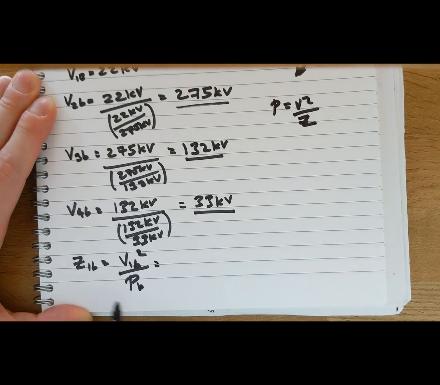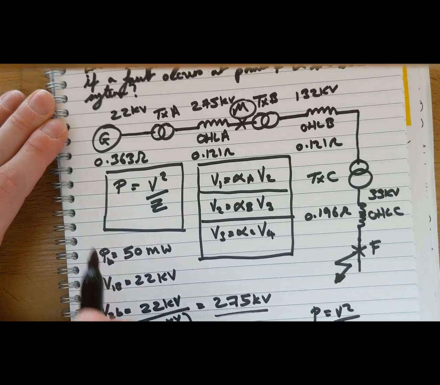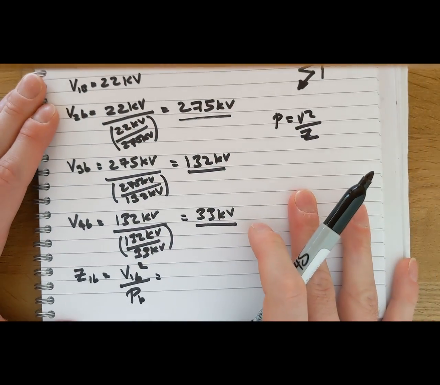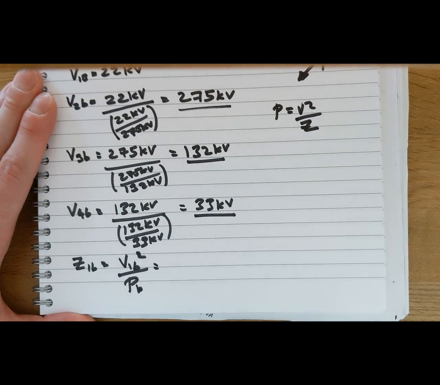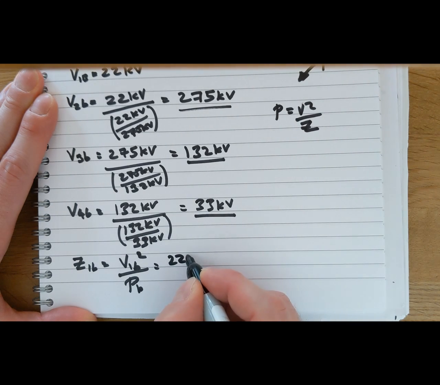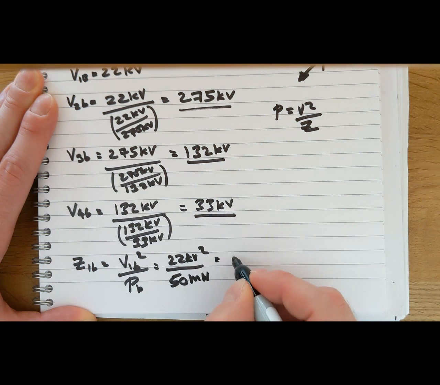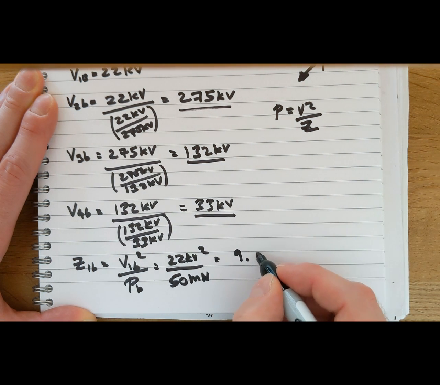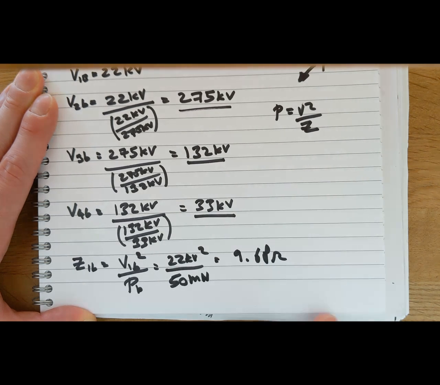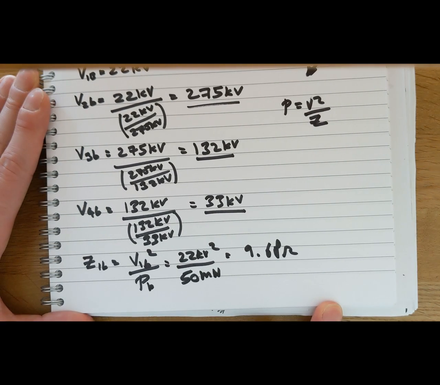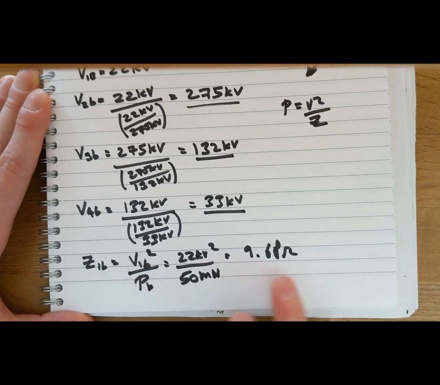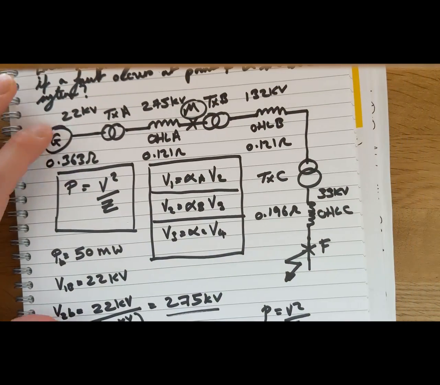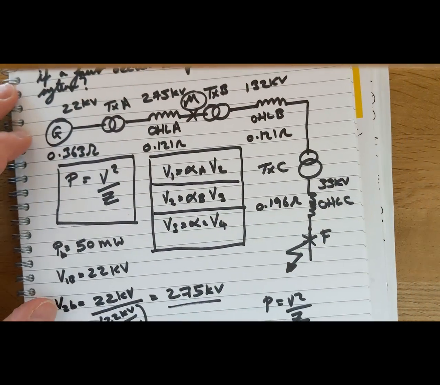So using that to find our impedance base for zone 1, or the 22 kV area, will simply be 22 kV squared divided by 50 megawatts, which comes to 9.68 ohms. That's our impedance base for the first area, which is 22 kV.